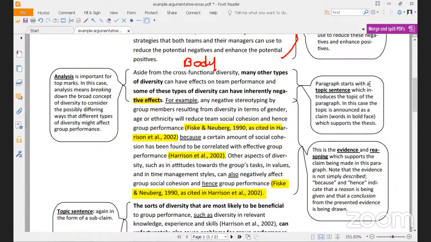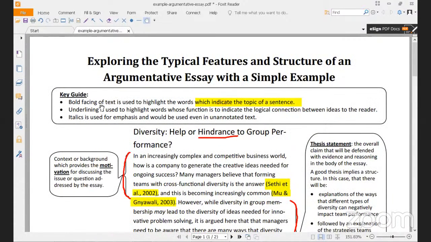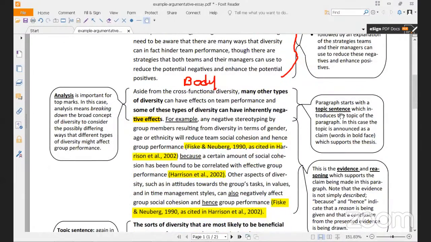Okay, awesome. So now in this paragraph, we see bold letters or bold words. We have highlighted words. Okay, we don't have any italics here. We'll get into that in the next paragraph. But let's go by parts. Bold letters. Bold facing of text is used to highlight the words which indicate the topic of a sentence. Remember, we talk about topic sentences. We're not going to highlight everything, but all of this is the topic sentence.